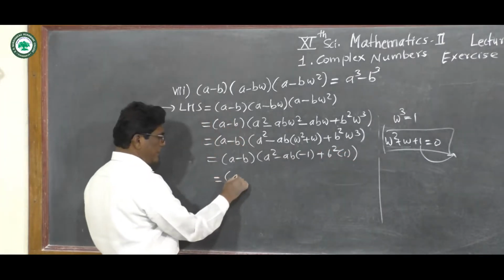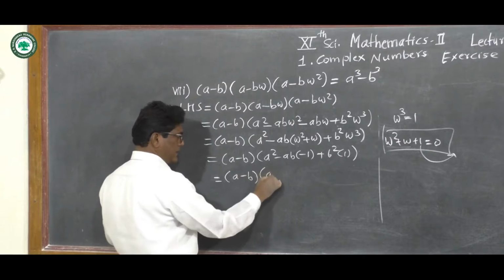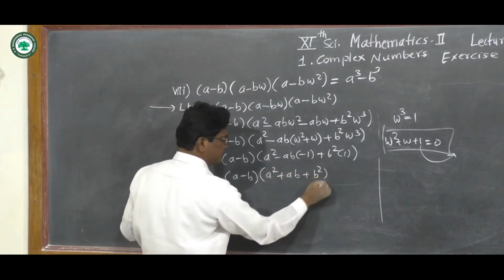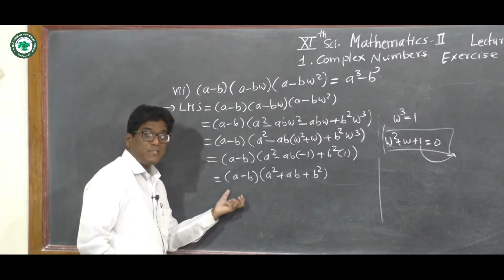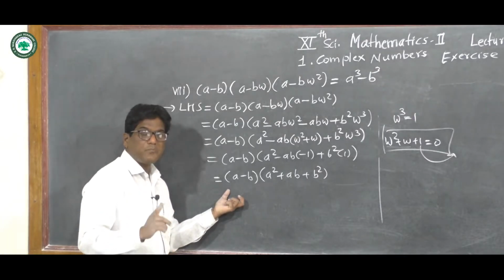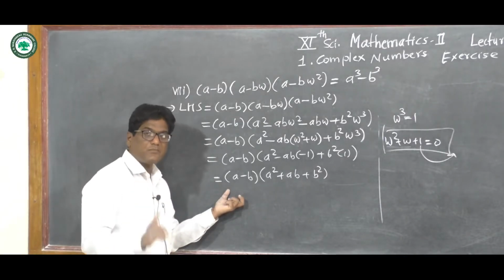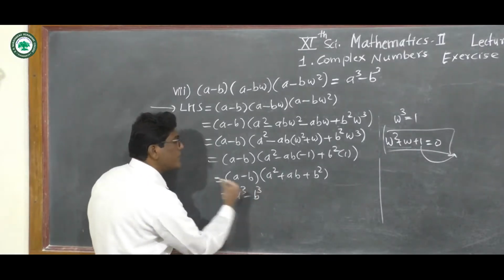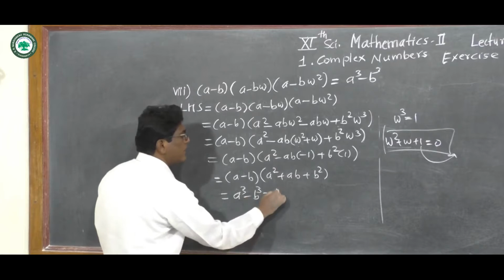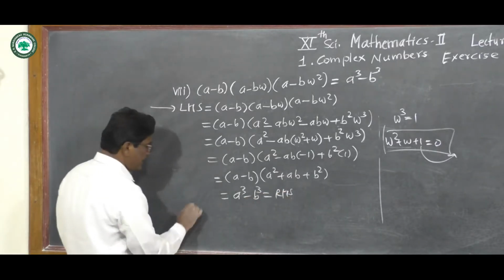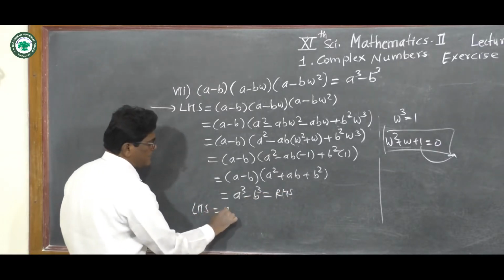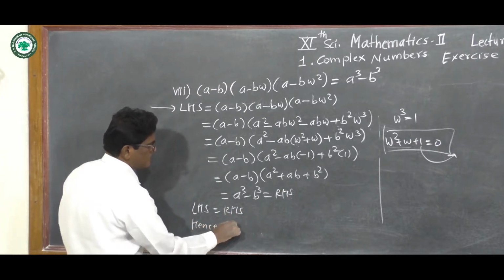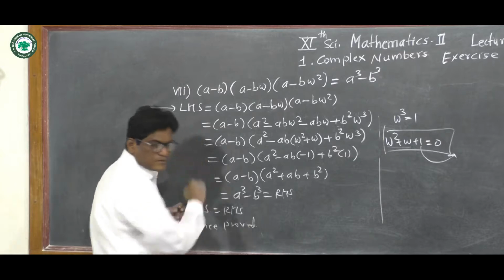So we get a minus b, in the second bracket a square, minus minus plus ab, and plus b square. And this is nothing but the formula of a cube minus b cube. You recall the formula. So it is equal to a cube minus b cube, and this is nothing but the RHS. Hence LHS is equal to RHS. Hence proved.